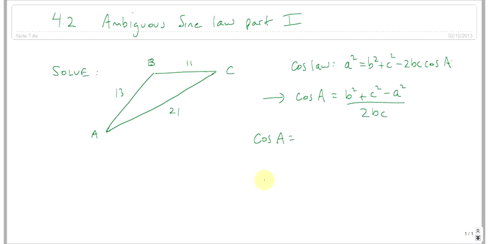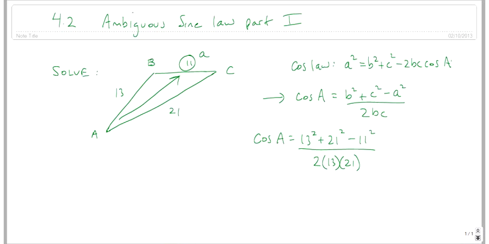Okay? Let's make that a little simpler. One has to be A. B and C, it doesn't matter. Which one's A here? Across from A, that has to be little a, right? So B and C, it doesn't matter which order you put that in. 13 squared plus 21 squared minus 11 squared all over 2 times 13 times 21.